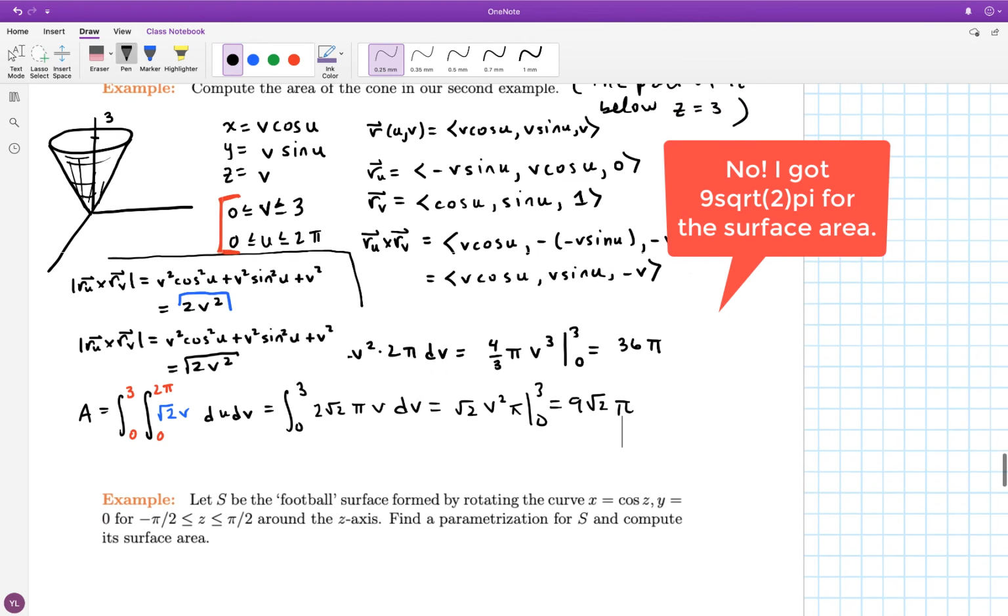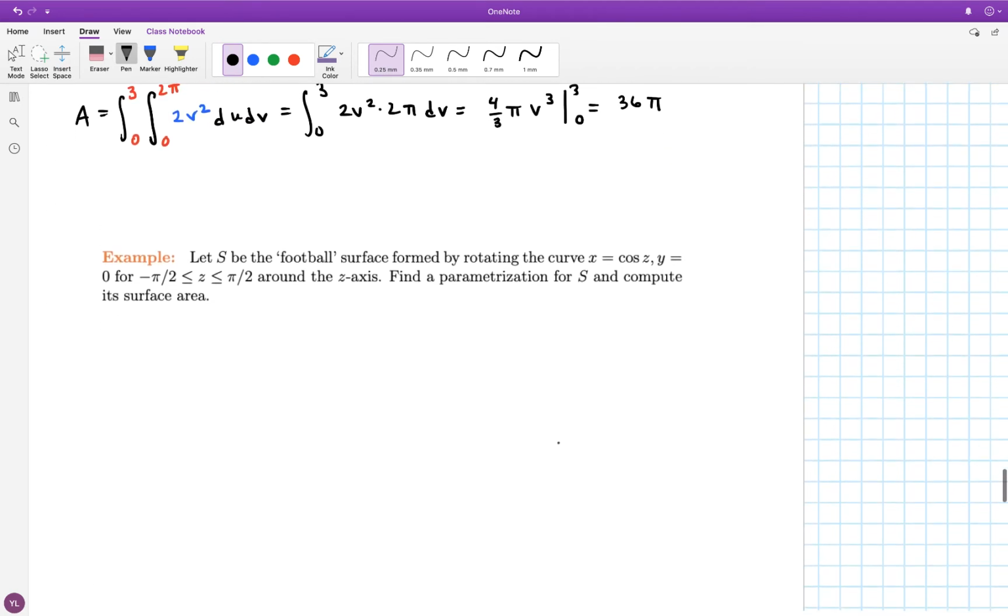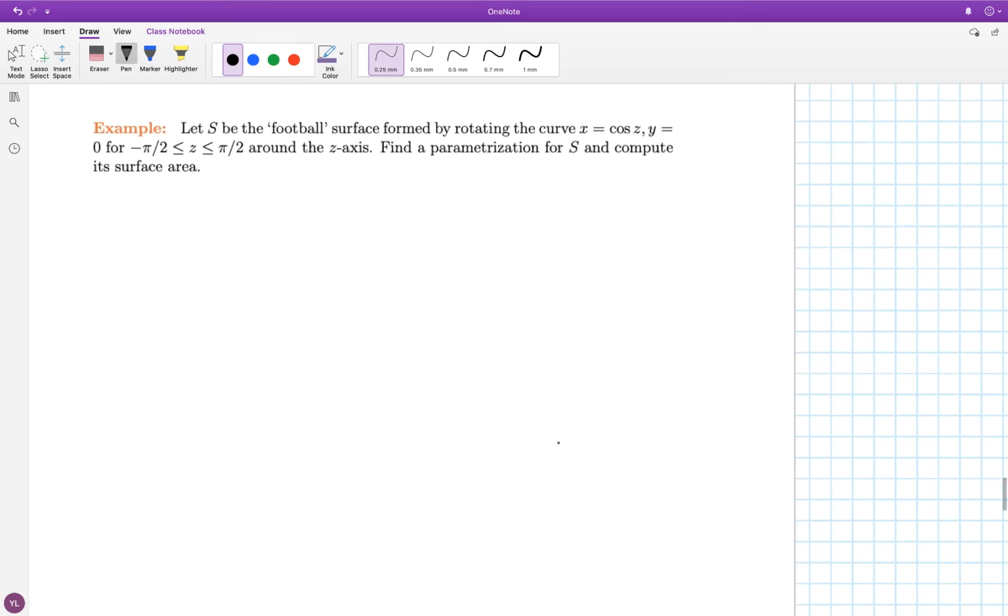Okay, in this next example, we're going to, again, practice this surface area formula, but the surface that's described is a little bit complicated. It's going to take us a little bit of thought to even set up a parameterization. Okay, so I'm going to form a football surface by starting with a curve, and the curve is described in the xz variables. So I imagine this curve in the xz plane first.